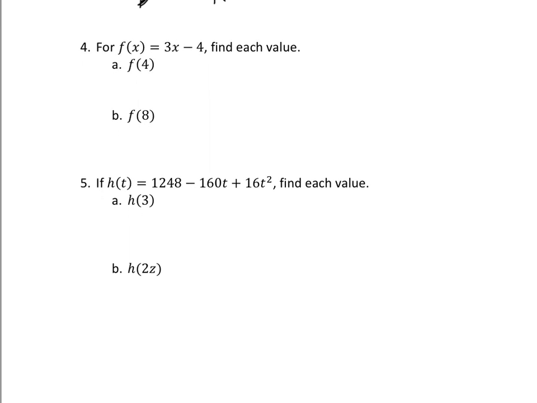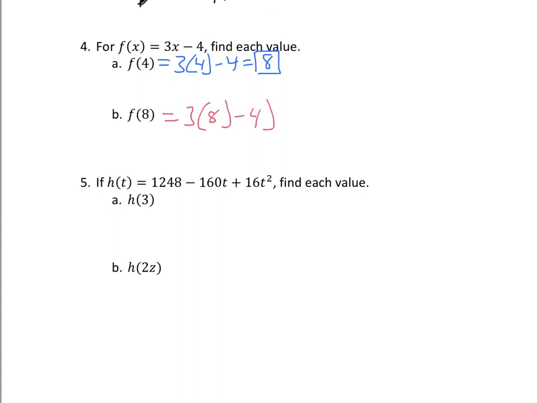Now for a little function notation practice, we've got f of x equals 3x minus 4. We're going to find f of 4 now. So anywhere we see x's, we're going to plug in 4 and solve it. 3 times 4 is 12. 12 minus 4 is 8. So f of 4 equals 8. And f of 8, 3 times 8 minus 4, is 24 minus 4 is 20. So f of 8 equals 20, and f of 4 equals 8.